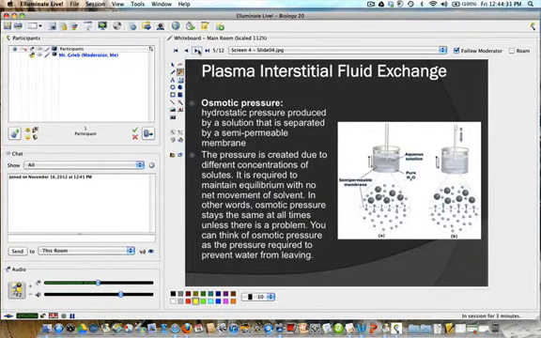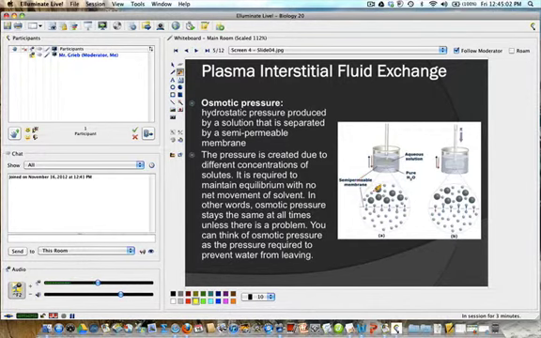Now, osmotic pressure is hydrostatic pressure produced by a solution that is separated by a semipermeable membrane, and it is created due to different concentrations of solutes. So it's not just the pressure itself, it's the concentration of solutes present in solution. It is required to maintain equilibrium with no net movement of solvent. In other words, osmotic pressure stays the same at all times unless there's a problem. You can think of osmotic pressure as the pressure required to prevent water from leaving.